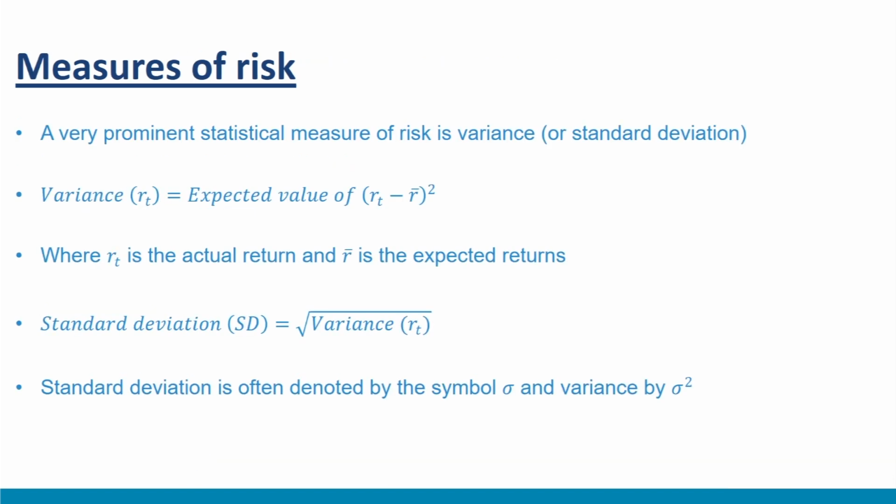Measures of risk. In this video, we'll discuss the empirical estimation of variance or standard deviation as a measure of risk. A very prominent statistical measure of risk is variance or standard deviation. Put simply, variance of return is the expected square deviation from the expected returns as shown here. That is, variance of RT equal to expected value of RT minus R bar whole square, where RT is the actual return and R bar is the expected returns. Standard deviation is simply the square root of variance. That is, standard deviation SD equal to square root of variance of RT. Standard deviation is often denoted by the symbol sigma and variance by sigma square.